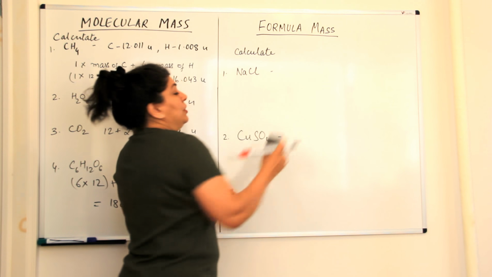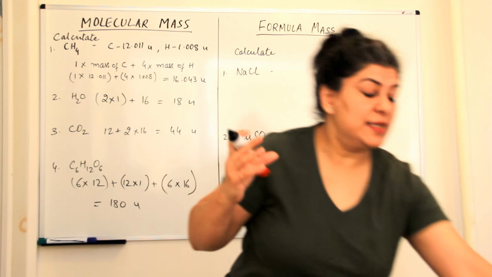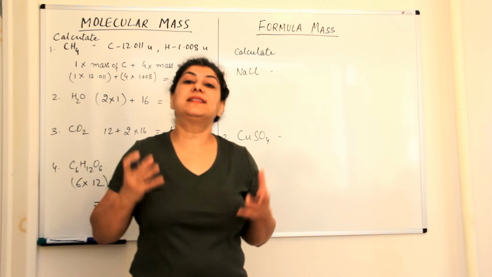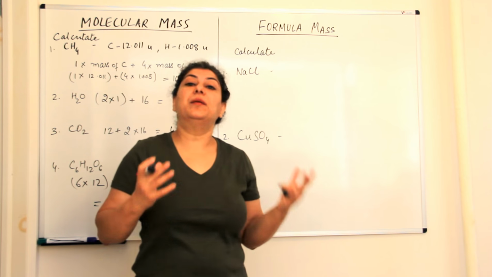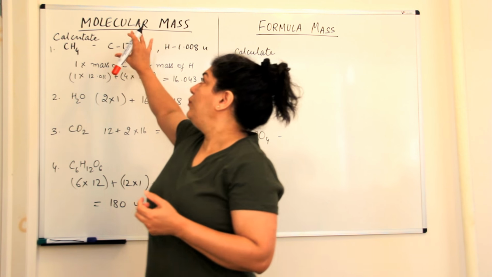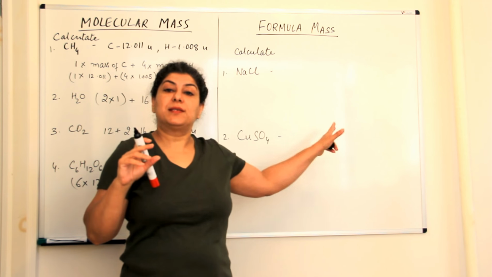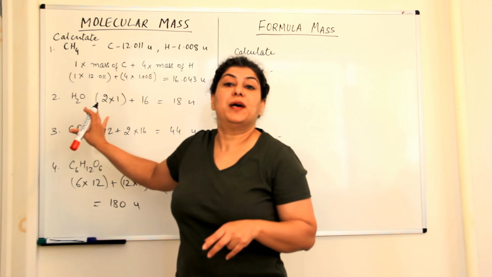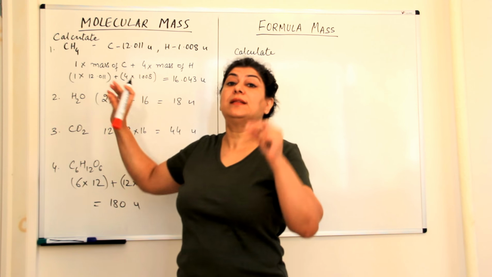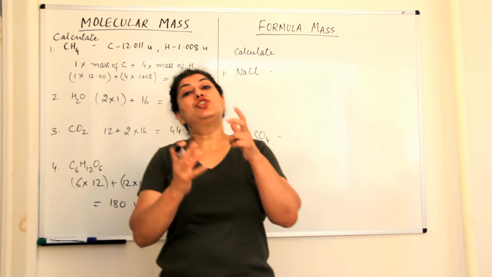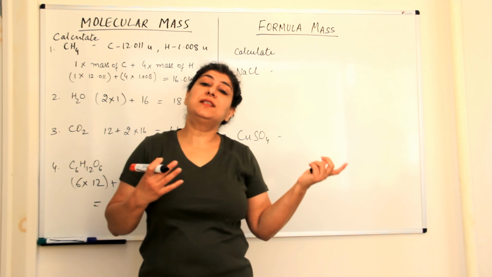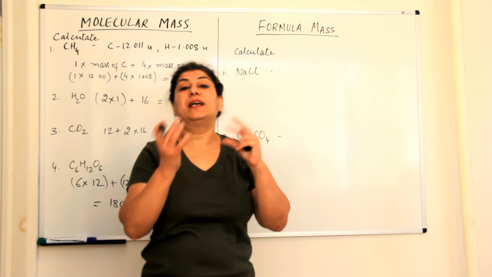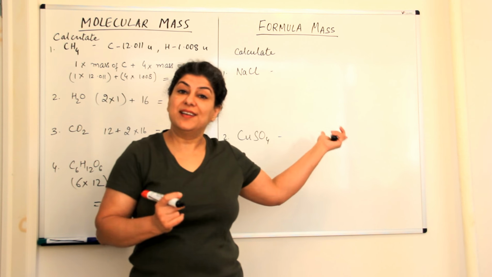In other words, it is the minimum ratio of cations and anions which gives us the formula of an ionic compound. Therefore, we call them formula masses and not molecular masses, because a molecular mass would mean that the atoms in the molecule should be bound to each other. But in a formula, it's just the ratio of the cations to the anions for an ionic compound.